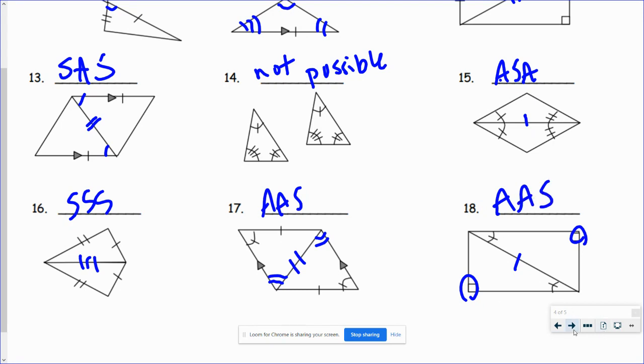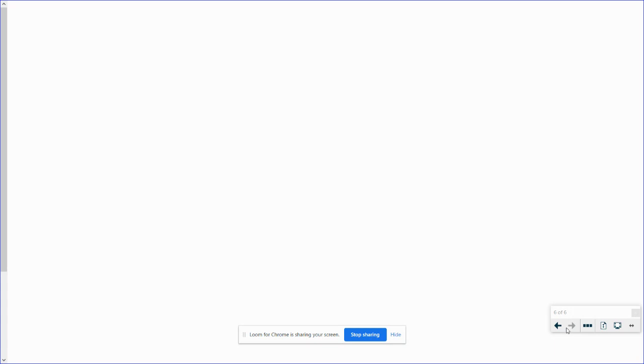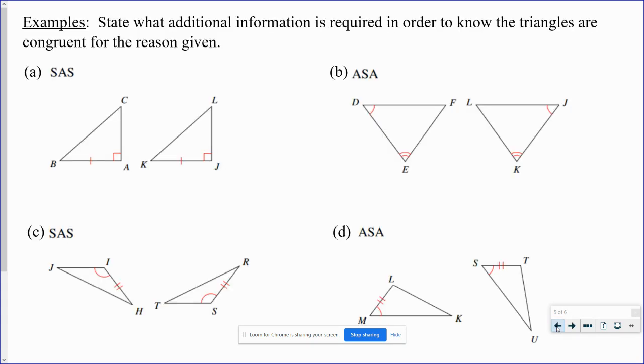All right, guys, we're going to do a lot of practice with this. So hopefully that was helpful to go through so many different examples. We went through 18 different ones. All right. Last slide. This is a little bit different because we're going to go backward.